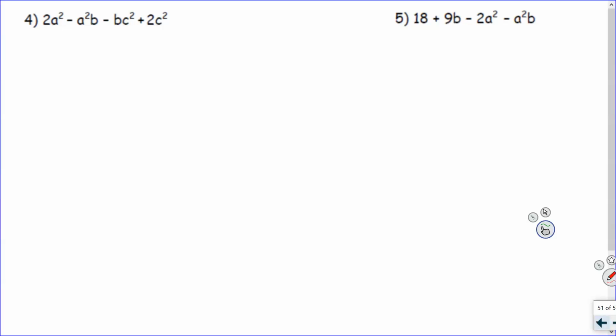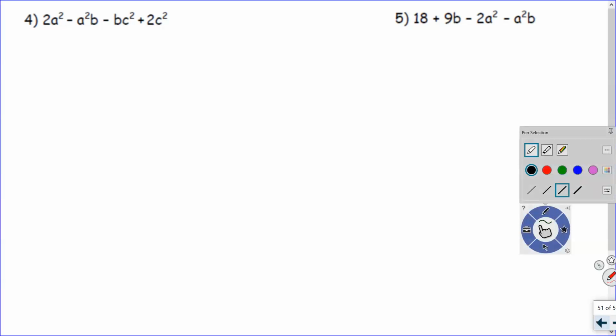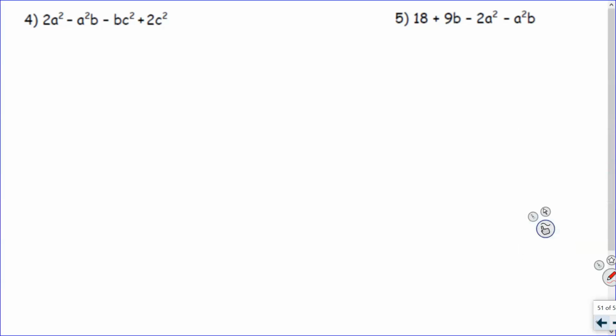Let's look at number 4. For number 4, I'm fine with the way it's grouped. For the first 2 terms, what can we take out? A squared. Okay. So that's going to leave 2 minus b. We agree? Okay. And then they both have a c squared, right?